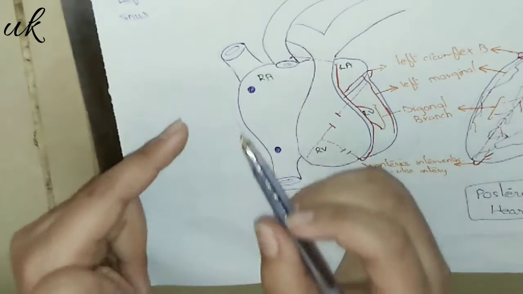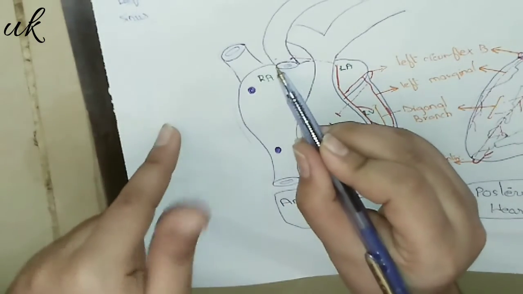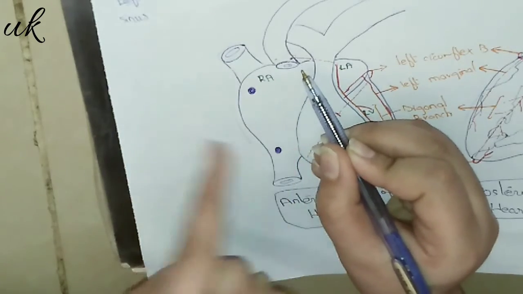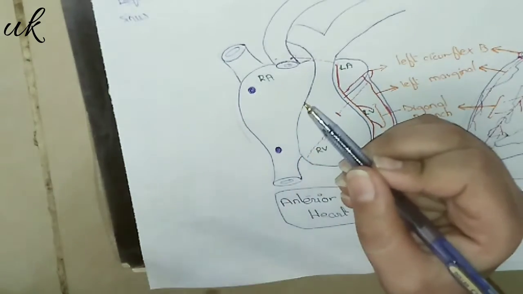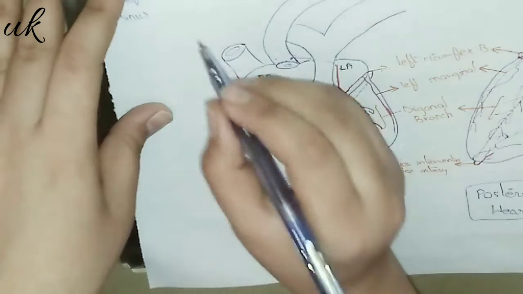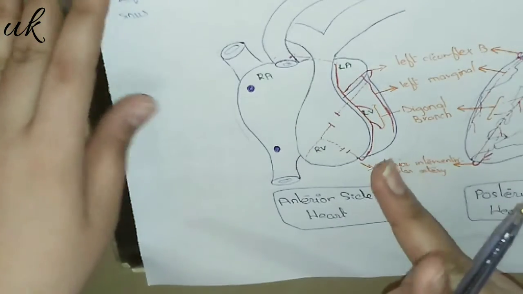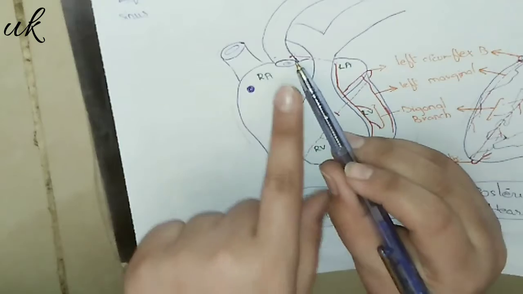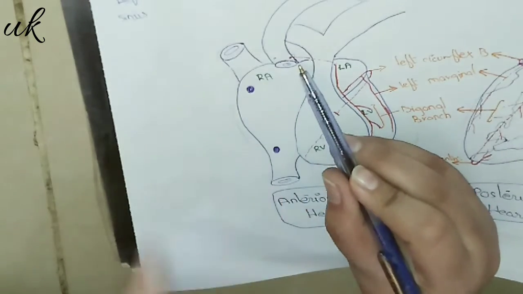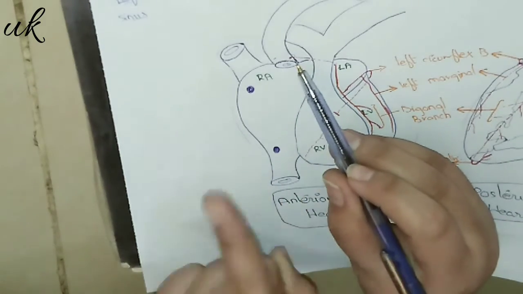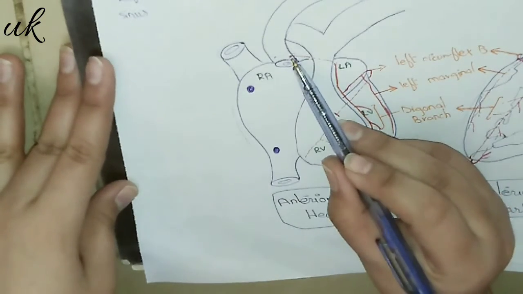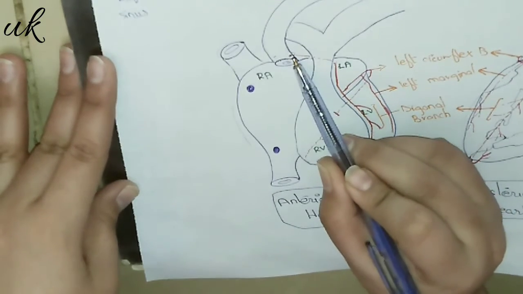The right coronary artery arises from the anterior aortic sinus, and the left coronary artery arises from the posterior aortic sinus. But the posterior aortic sinus further divides into two parts, the right one and the left one. So the left coronary artery arises from the left posterior aortic sinus. This is the important point.